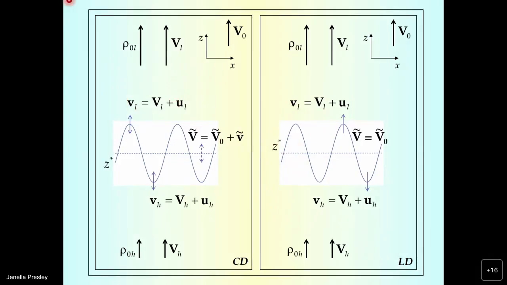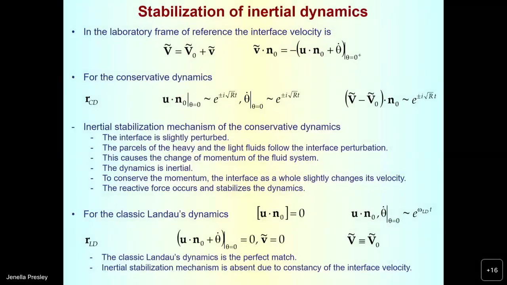So what we have from this picture is essentially that the Landau-Darrieus solution becomes a perfect mathematical match for the Landau-Darrieus instability. So what we see here is that indeed, when the interface is slightly perturbed, I repeat, parcels of the heavy and light fluid start to follow the perturbation. This causes a change of momentum. The system is inertial, so momentum should be conserved. And in order to conserve the momentum, the interface as a whole should slightly change its velocity. As a result, a reactive force, or a propulsion force, occurs and stabilizes the dynamics. In the classical Landau instability, this mechanism is absent because of the constancy of the interface velocity.